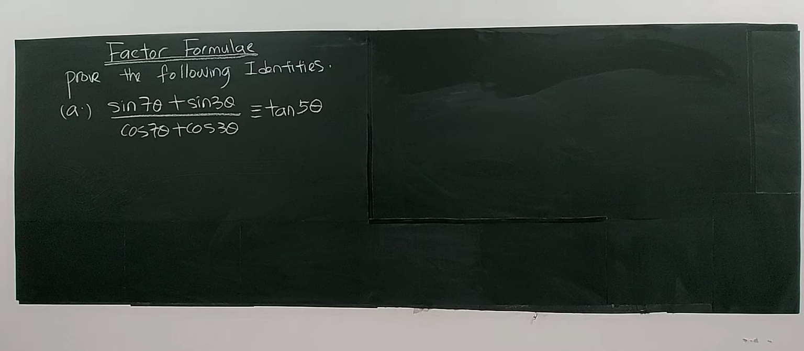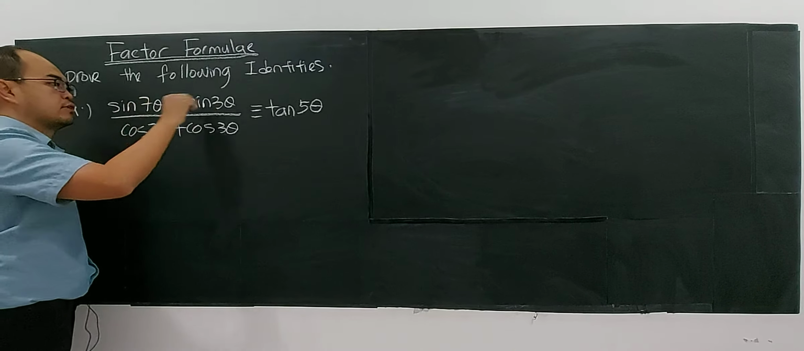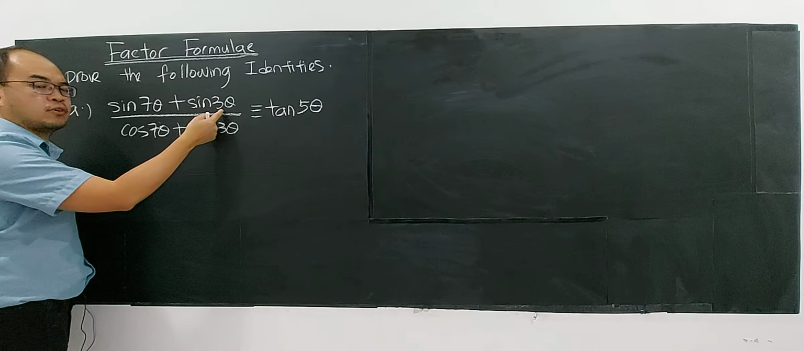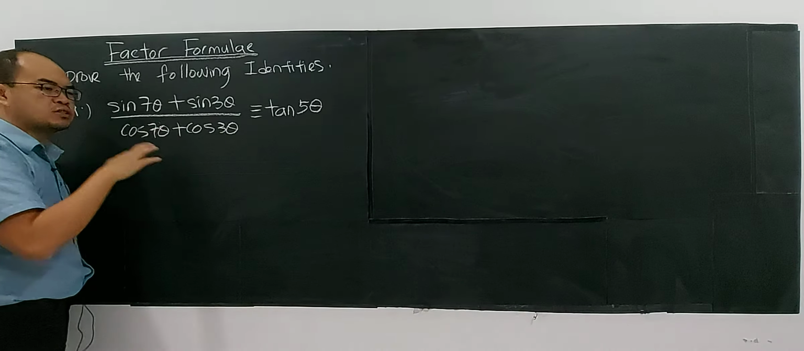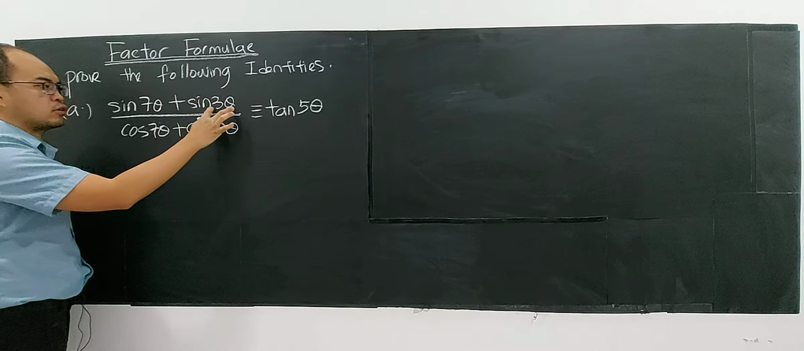Hi. Okay, under the concept of factor formula, I'm going to show you how to prove the following identities. As you can see, the angles are different in size: 7, 3, 3, 7, and not 6, 4, not 2. Most probably, if this case happens and the angles are different, then the angle is not even.